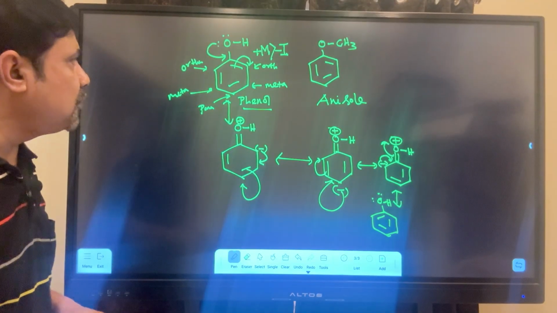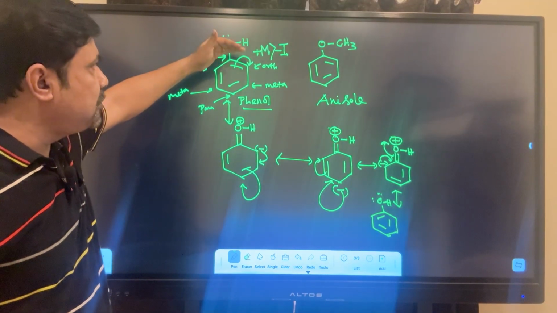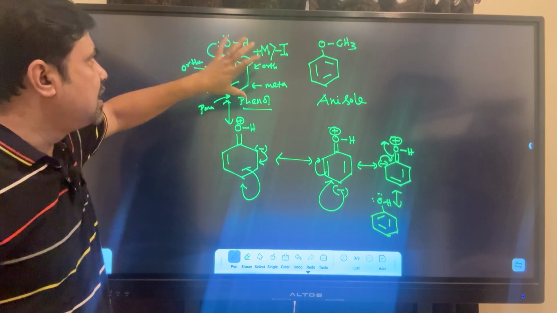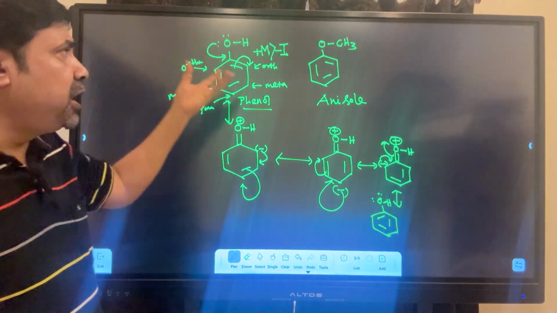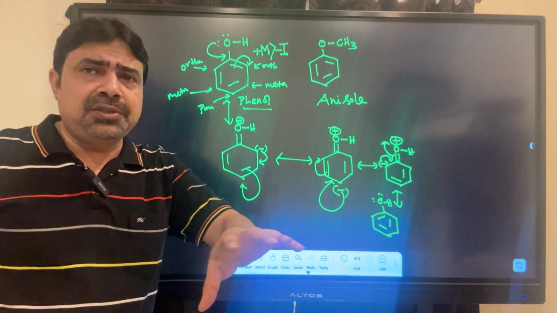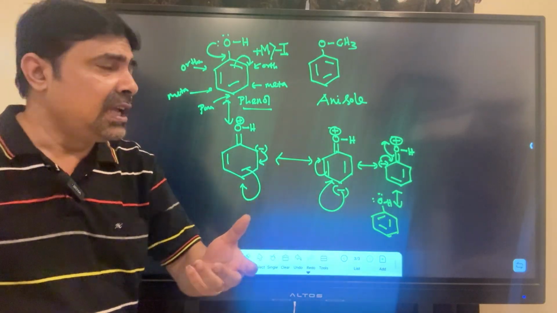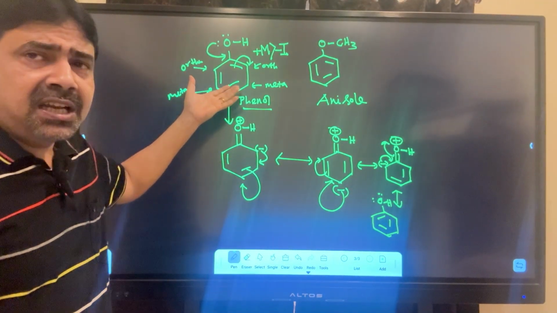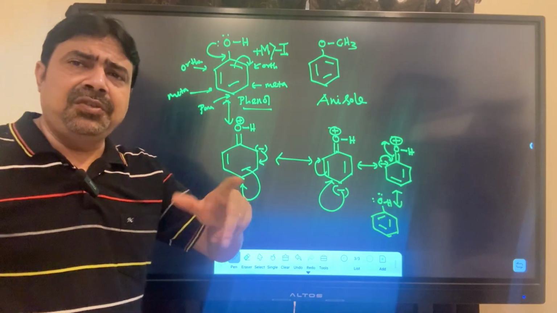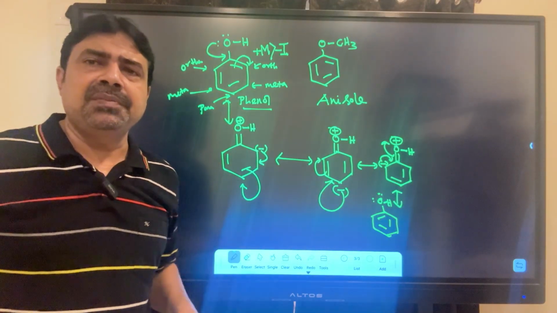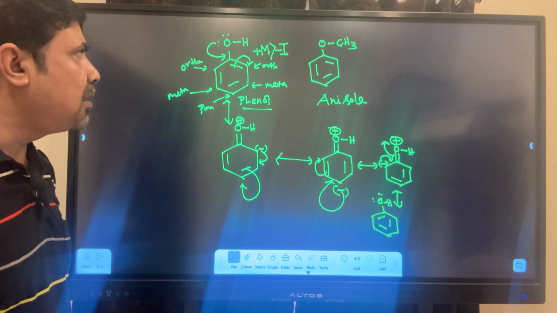So now we got this idea over here. Now electron is releasing towards the main structure. Who is releasing? OH. That's why OH shows what effect? +M effect. The OH group is releasing more electron density to the main structure. That's why OH is showing +M. Now the benzene ring, in this case, is taking, so the benzene ring is showing what effect? Minus M. Who is giving? +M. Who is taking? Minus M. That is the idea.